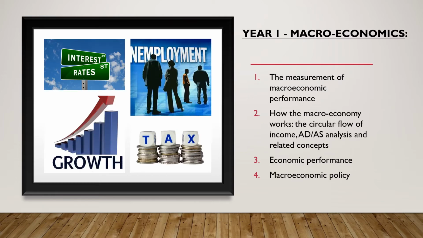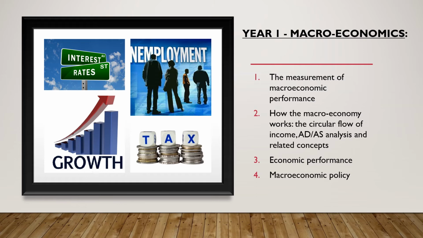There are 4 broad topics within macroeconomics that are studied in year 1, and these are assessed in paper 2 of the AS level. The first unit looks at indicators of macroeconomic performance, things like GDP, which is an indicator to economic growth, and GDP stands for Gross Domestic Product. Another one would be the Consumer Price Index, which is an indicator to the level of inflation in the economy.